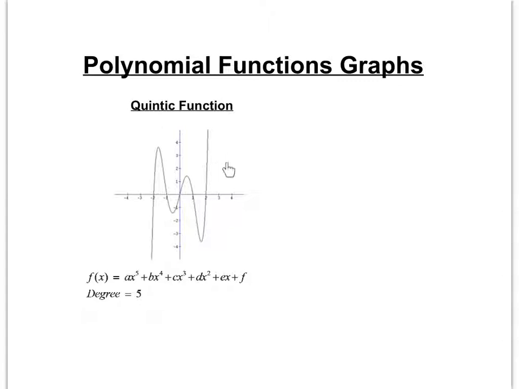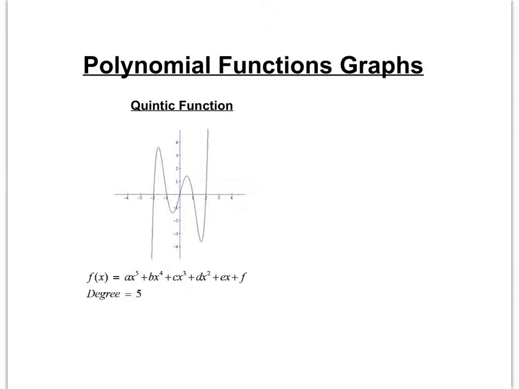A quintic function, fifth power. Notice it passes through the x-axis at most 5 times. It could be 5 times. My end behaviors are opposite. They're opposite because it's an odd function. Notice that it goes up on the right and it goes down on the left.